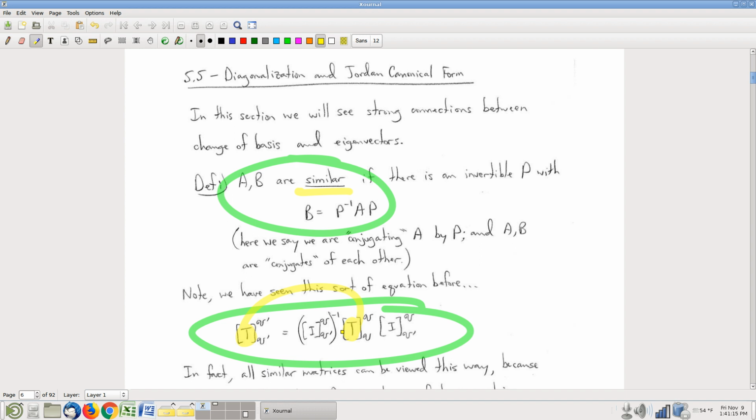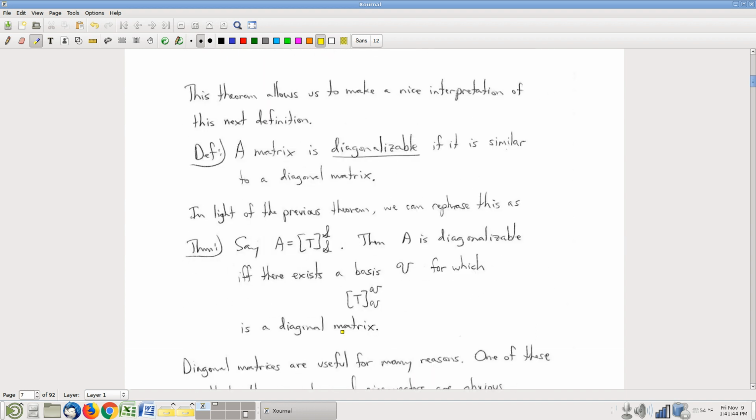This conjugation construction up there is really just a kind of translation of how do you describe T in one language to instead how do you describe the same thing in a different language. So similarity is a very reasonable choice of words. These matrices that are similar do have fundamentally something important in common with each other. Okay, that in mind, we moved on to this idea of diagonalizability.